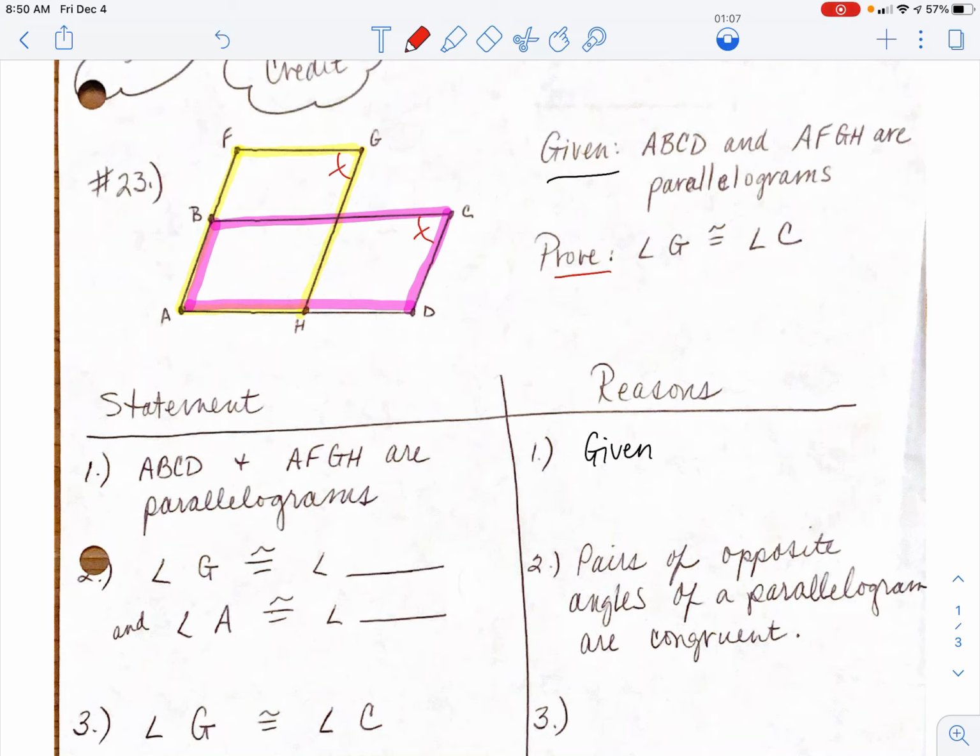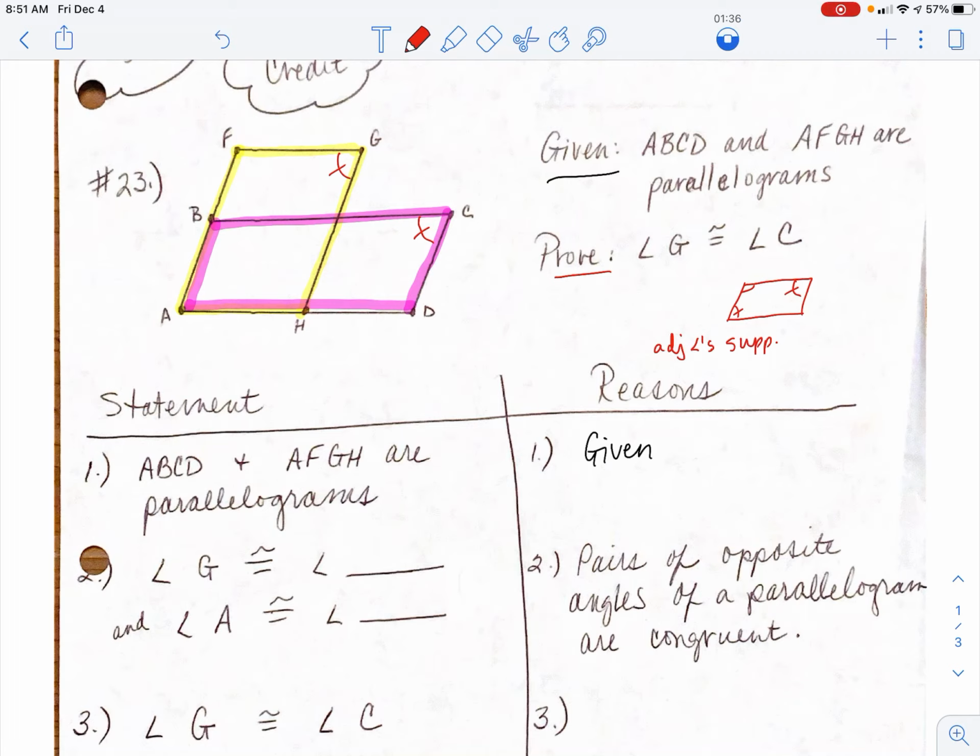So we kind of have to go back and think in our minds, well, what do I know about parallelograms? Well, I know that in parallelograms, angles that are adjacent to each other, or right next to each other, are actually supplementary. Adjacent angles are supplementary. But what I know about opposite angles is that they are congruent. So let's take a look at this.